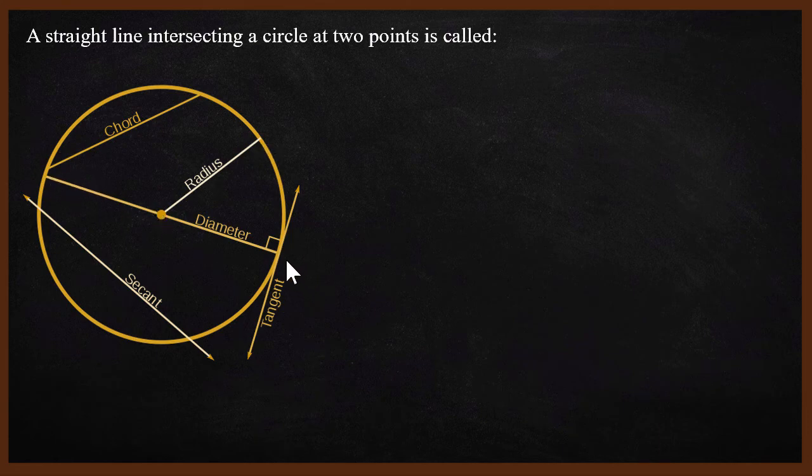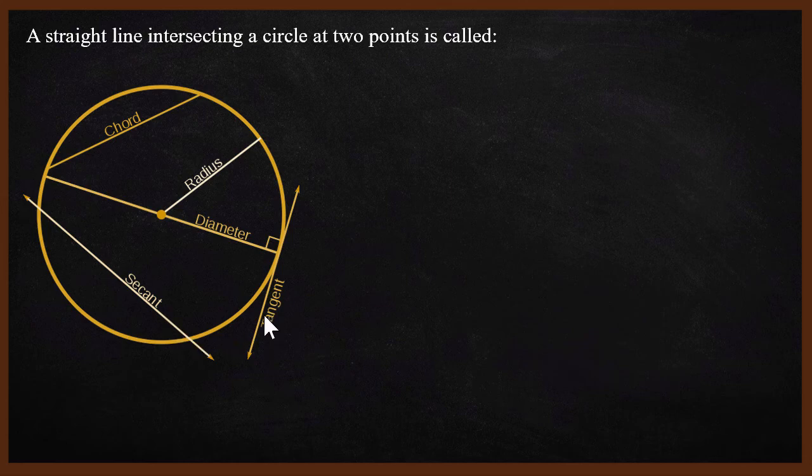Then diameter, yes, it intersects at 2 points because it goes through the center and it goes from end to end. It touches the edges of the circle in both cases, but it doesn't cross the circle. So it stays within the circle. What we really need is something that is intersecting at 2 points and crossing. So the answer we're looking for is secant.